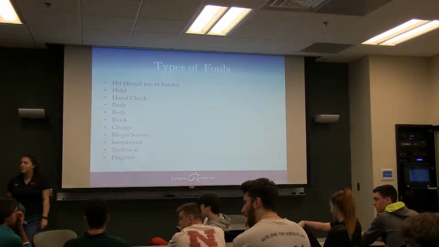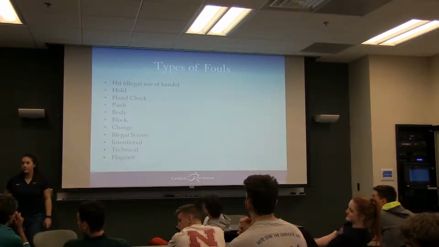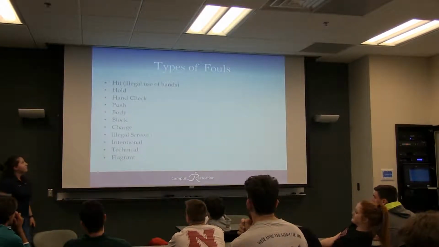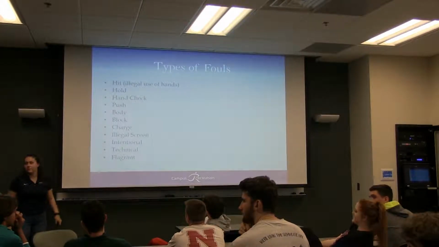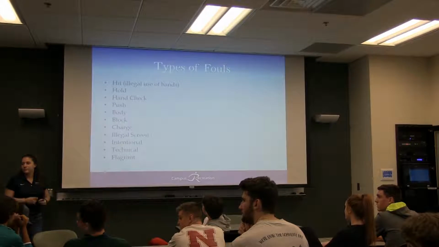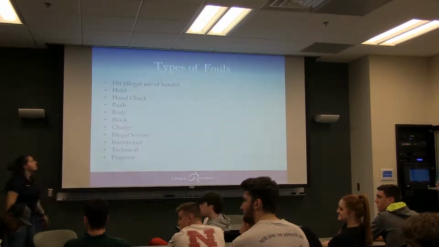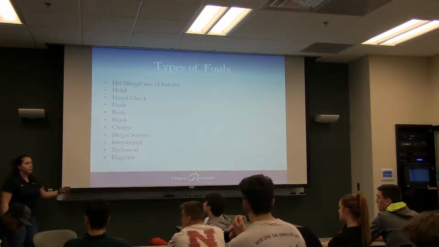There are two of these where we aren't going to shoot free throws if they happen. Does anyone know which two they are? Illegal screens? Those are two that no matter what happens, if someone's in the act of shooting, whatever, we cannot shoot free throws. Okay, if a team is in the bonus, we don't shoot free throws. Cool.